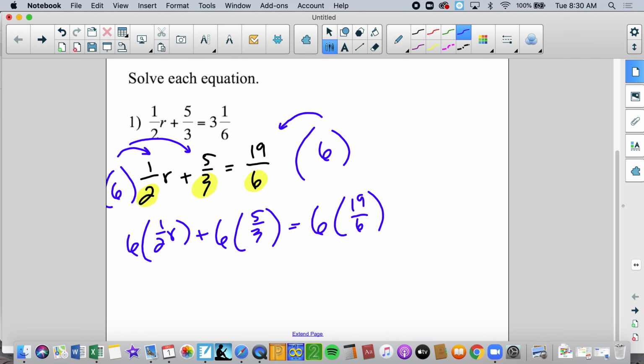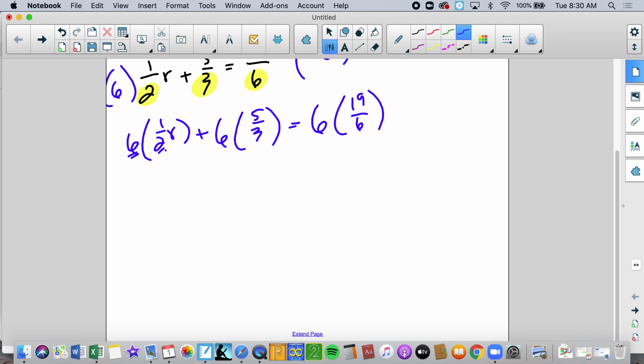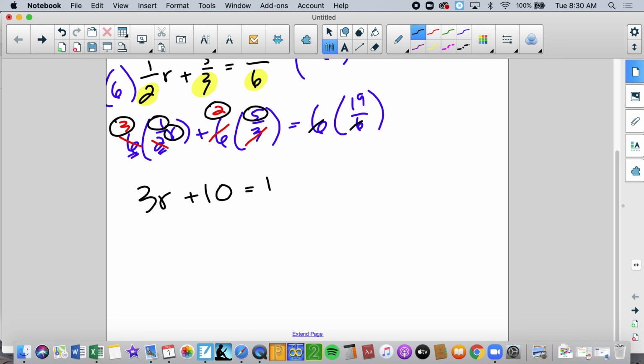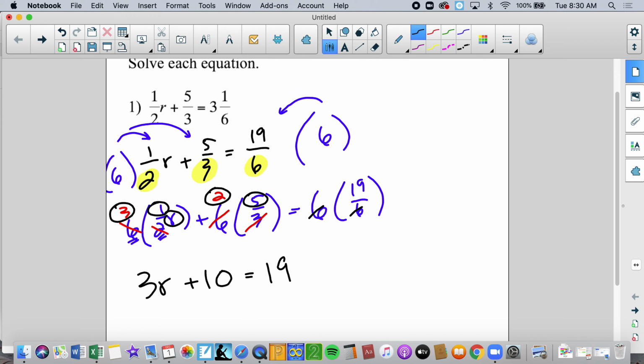And what this does, you'll notice, is this 6 is in the numerator, this 2 is in the denominator, so we're going to cross cancel, that becomes 3. So we get 3r. These are going to cross cancel, 3 is in the denominator, 6 is in the numerator, so we have 2 times 5, which is 10, and then the 6 in the denominator and the 6 in the numerator cancel and leave you with 19. So this is an equivalent equation to the original problem.